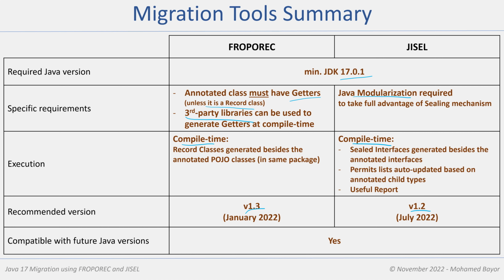And to conclude, both Froporec and Jisel are fully compatible with all current and upcoming versions of Java since Java 17. The concept of records and sealed types are here to stay. They are not being removed from Java anytime soon. Instead, there will be improvements to those features, and we will keep Froporec and Jisel updated as much as possible to reflect the latest changes.